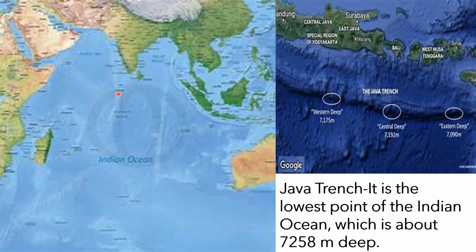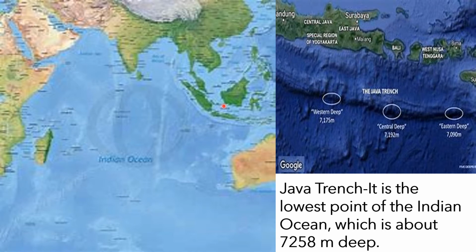The Indian Ocean covers about 14% of the Earth's surface area and is the third largest ocean. This ocean is enclosed on three sides by landmasses of Africa. This is Africa, then Asia and Australia. The lowest point of Indian Ocean is the Java Trench, somewhere here, as this is Java Island, which is about 7,258 meters. Its average depth is about 3,890 meters.